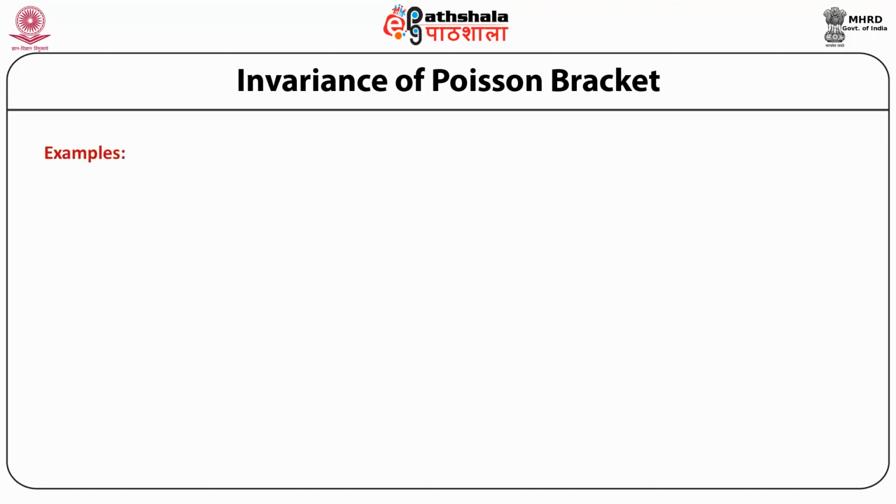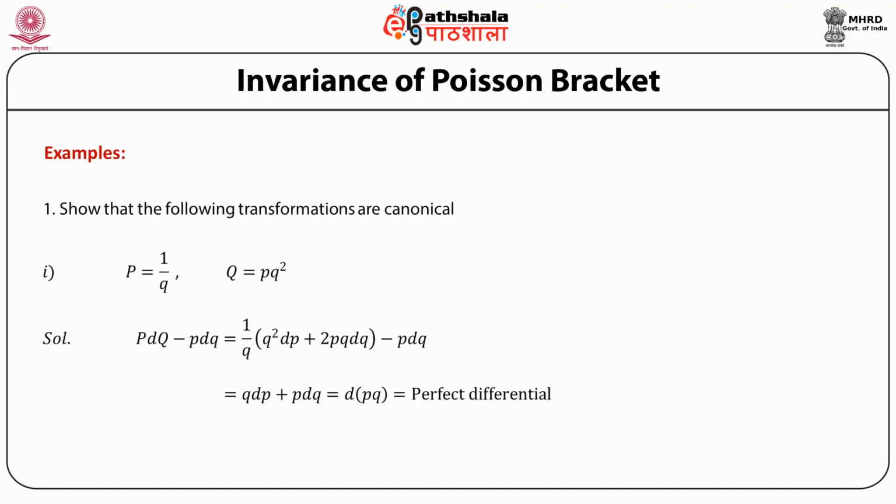Now, with the help of certain examples, we will show whether a particular transformation is canonical or not. So the example we want to consider is a transformation where the new momentum is defined as 1 by q. The new momentum is the inverse of the old coordinate, and the new coordinate Q is the product of the old momentum and the old coordinate squared.